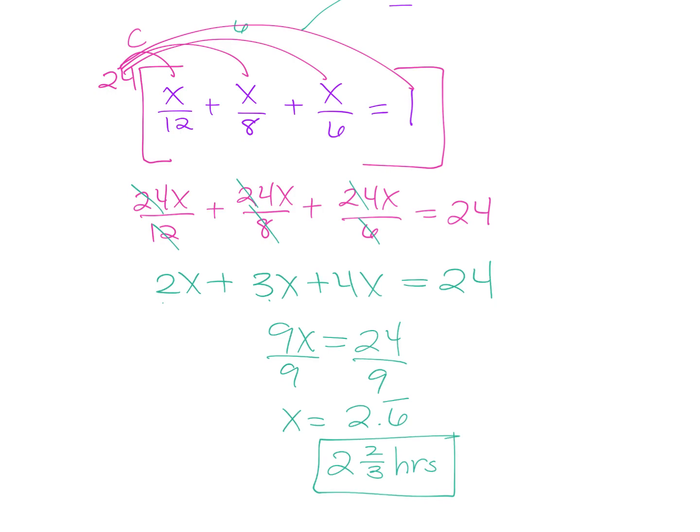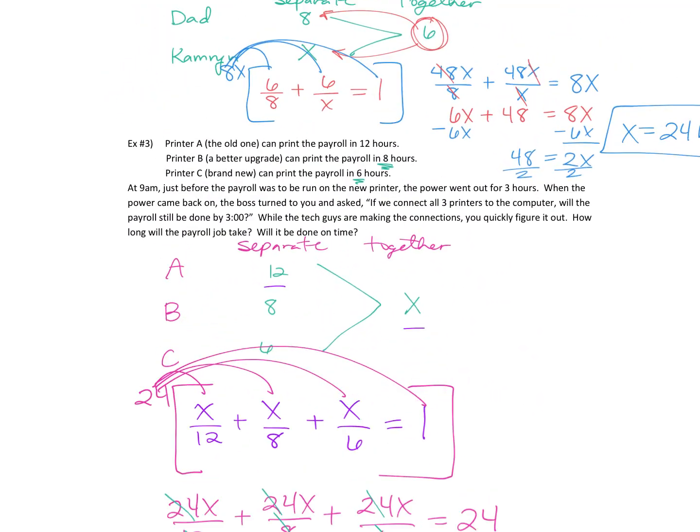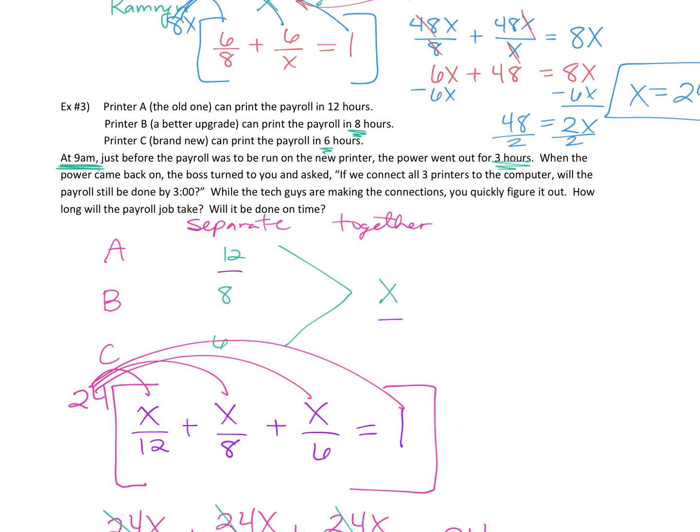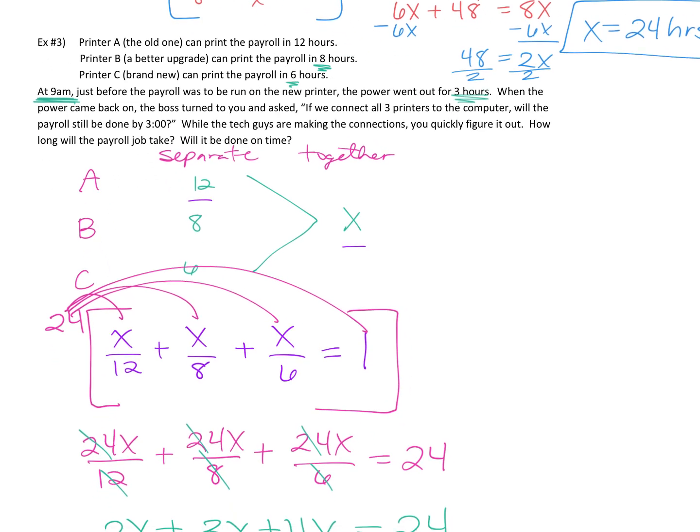Now, that doesn't answer the question. Yes, it does. The question is, will it be done in time? They lost power for 3 hours, so they're going to start at noon. From noon, 2 2/3 hours puts you at what time? You have a third of an hour left. 2:40 p.m. So your answer is yes.